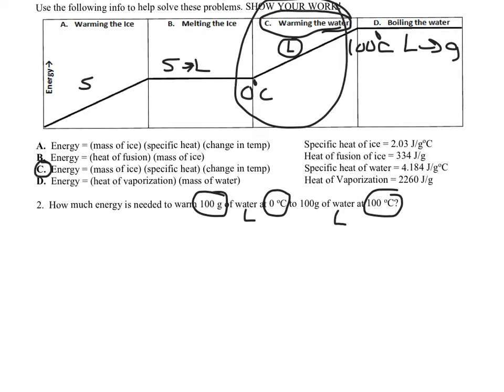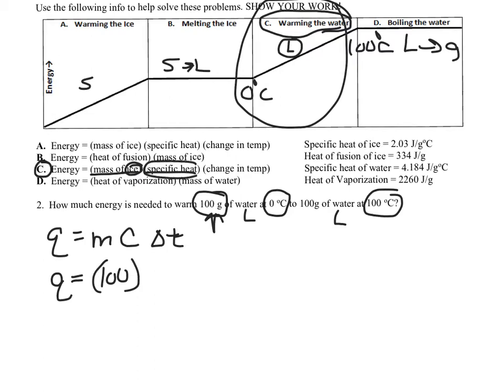So part C means we're dealing with this one, which is energy equals the mass of the ice times the specific heat. Forgive me, that shouldn't say mass of ice, by the way. That's a typo. That should say mass of water times the specific heat times the change in temperature. All right, so let's start plugging in. If we want to know how much energy, we're going to solve for Q. The mass is 100 grams. My specific heat, in this case, since it's liquid water, is going to be 4.184 joules per gram degree Celsius.